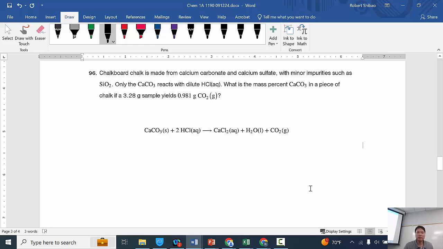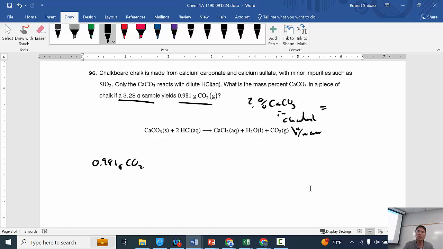And so what's our given? In stoichiometry, our given would be what? Well, we're given two givens, a 3.28 gram sample. Well, the sample is not part of the equation. The given here is 0.981 grams of CO2. Now, what they're after is the percent calcium carbonate in the chalk. And the percent calcium carbonate is going to be by mass, so it's an M over M.